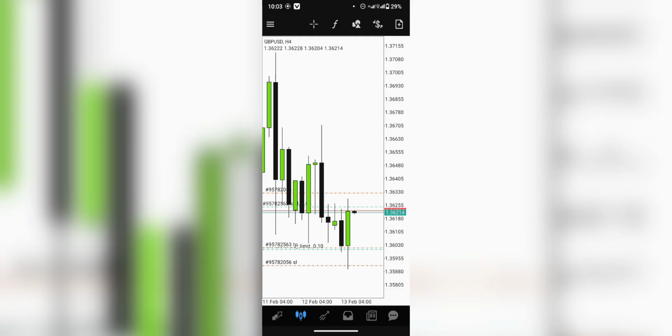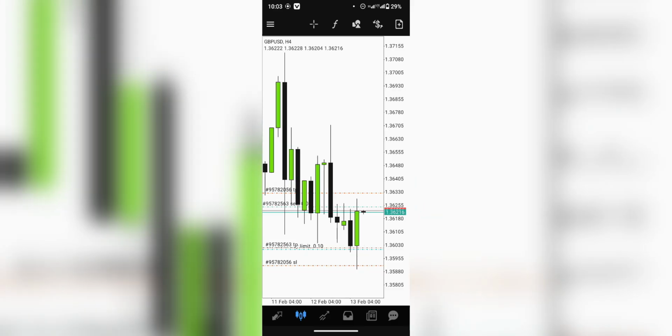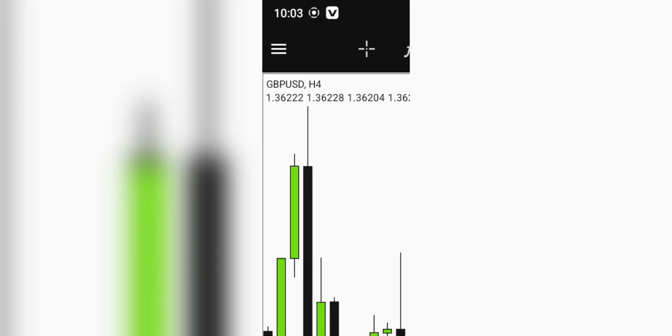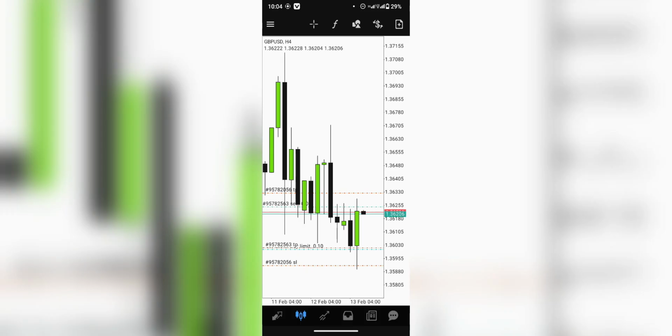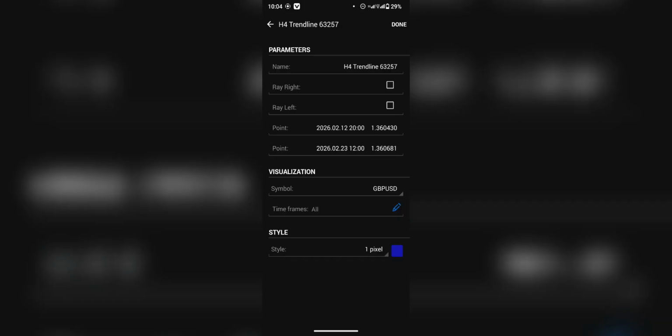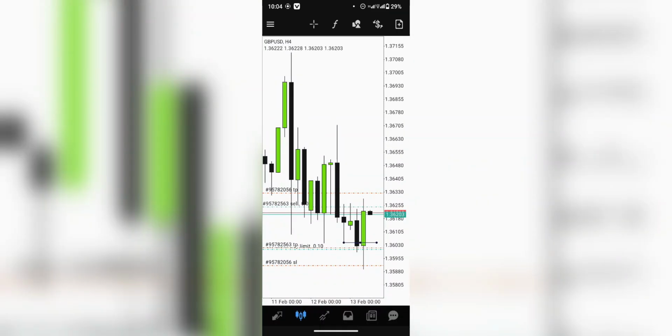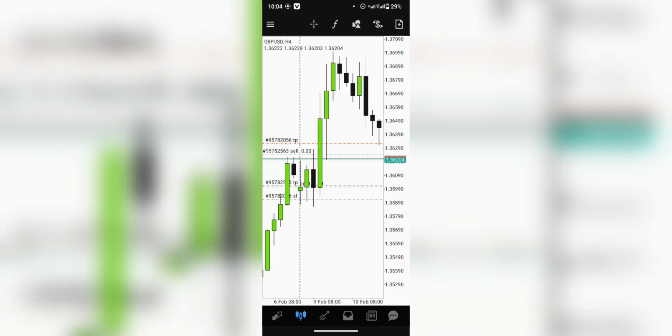As we would typically do, we'd have to take a look at what price has done at this time. It's 10:03 now by my clock, 10:03 a.m. GMT. You'd notice that price has taken an area of sell side liquidity that is right here at 360430, and then it's found support on this rejection block right here.